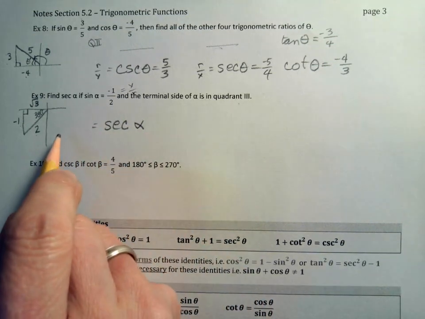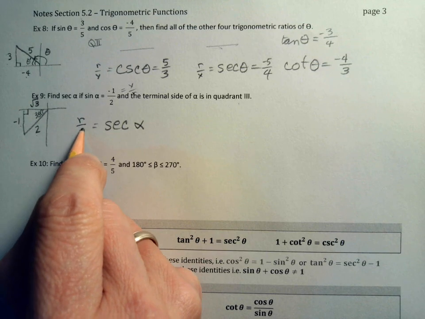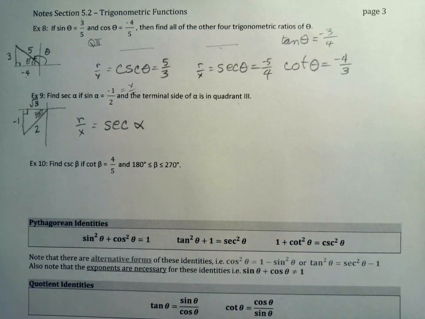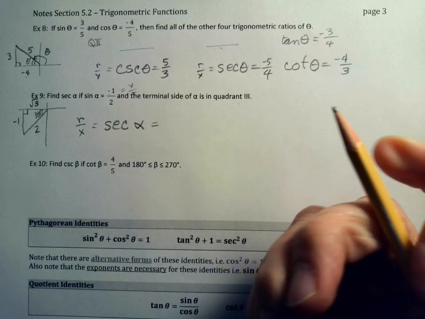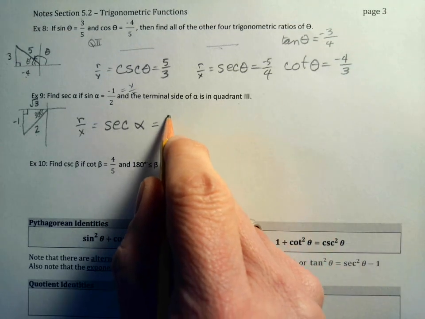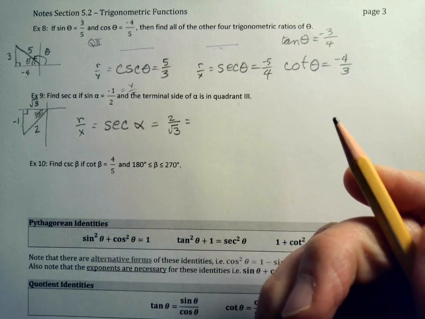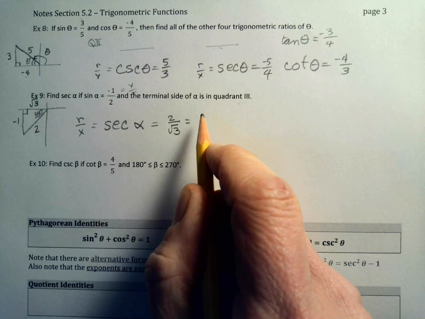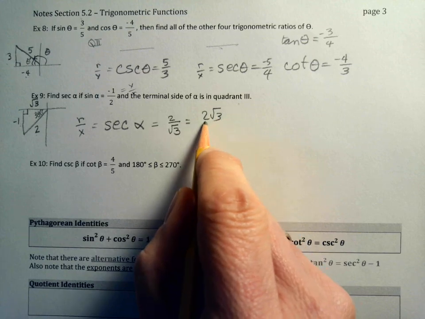Remember that secant is the reciprocal of cosine. That is r over x. So to help us visualize that, r is 2 over x, which is the square root of 3. And of course, we don't like to leave it like that, so we'll do 2 square roots of 3 over 3.